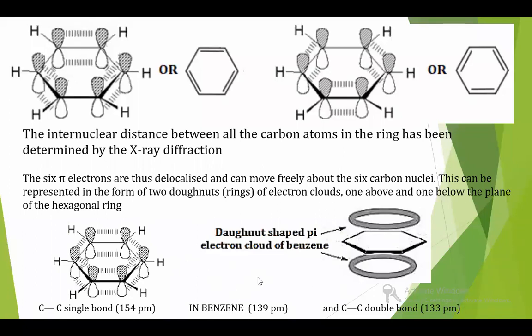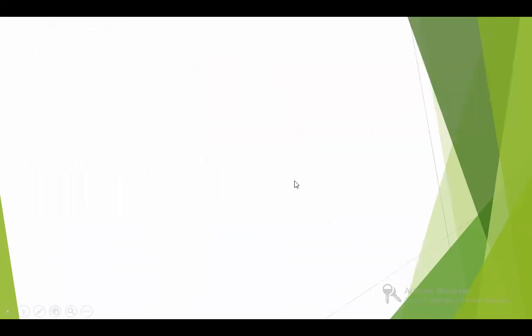From the X-ray diffraction method, we come to know that the bond length between two carbons in benzene is 139 picometer, in between the single bond and double bond length. Okay, next. This is about the structure of benzene.